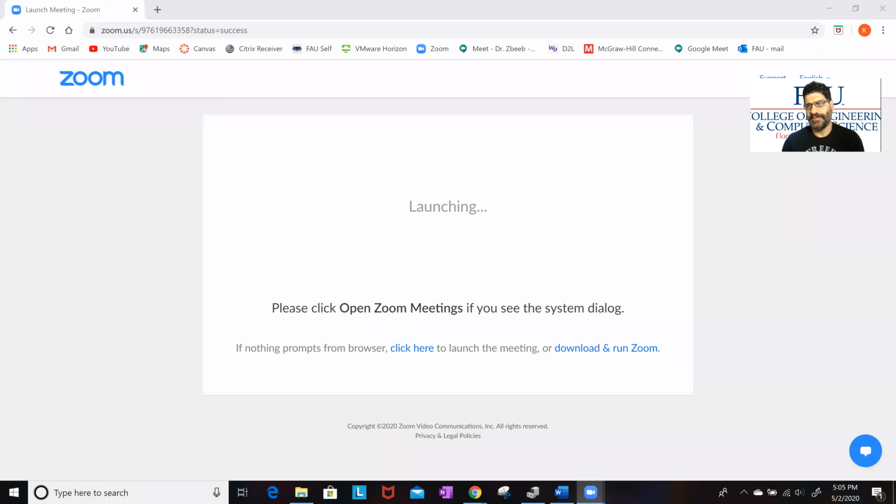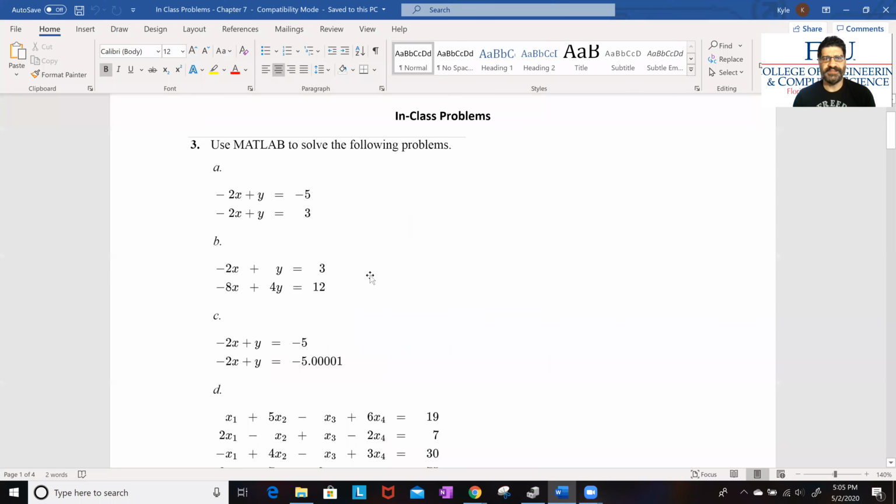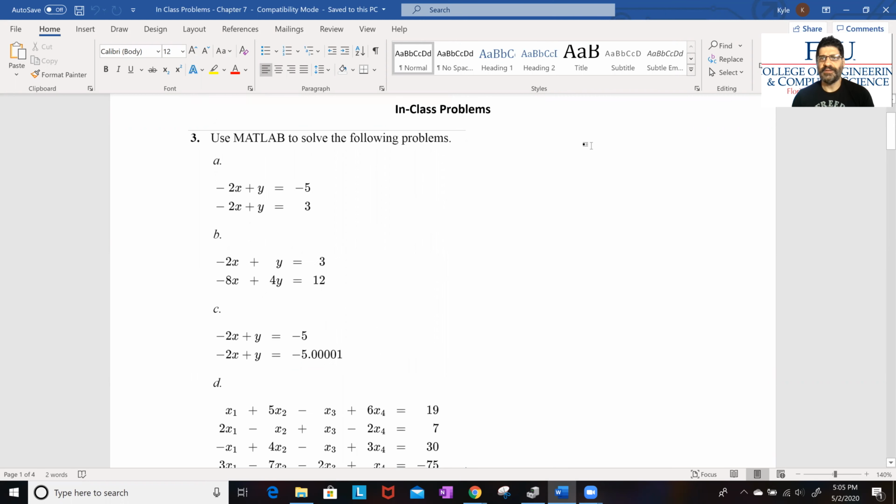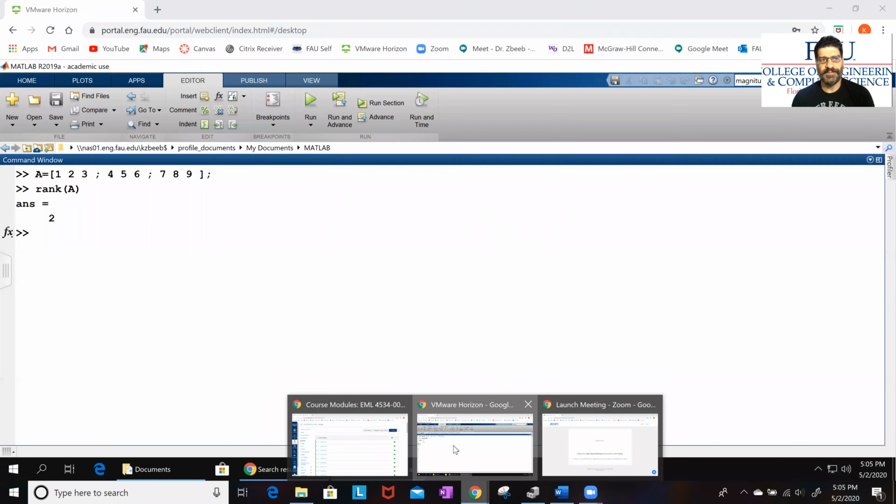So let's work some problems. Sharing the screen here. This is already uploaded on Canvas, so you can pull it up and start working on this yourself. Use MATLAB to solve the following problems. These are sets of equations. We're going to start with A, B, and C, and we'll see what we get. Let's scroll this one here and open MATLAB.